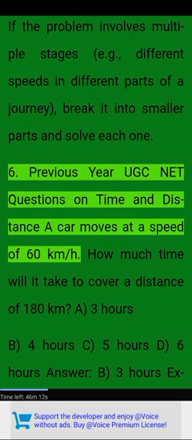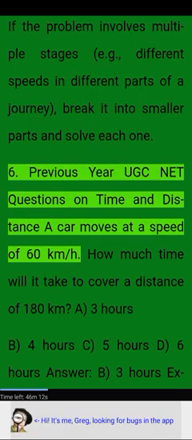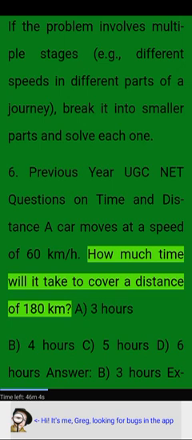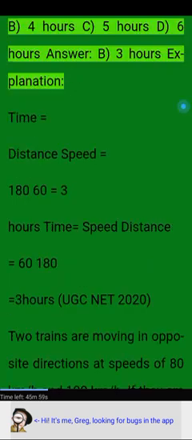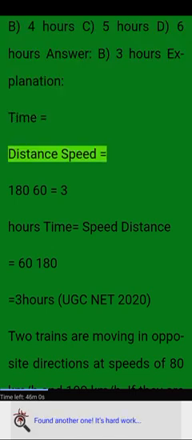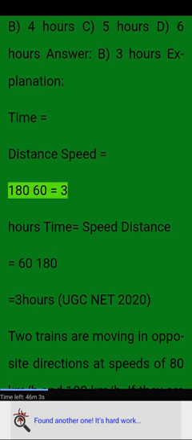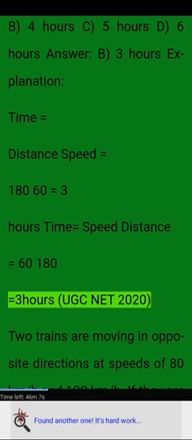6. Previous year UGC NET questions on time and distance. A car moves at a speed of 60 km per hour. How much time will it take to cover a distance of 180 km? A. 3 hours. B. 4 hours. C. 5 hours. D. 6 hours. Answer. A. 3 hours. Explanation. Time equals distance divided by speed equals 180 divided by 60 equals 3 hours.